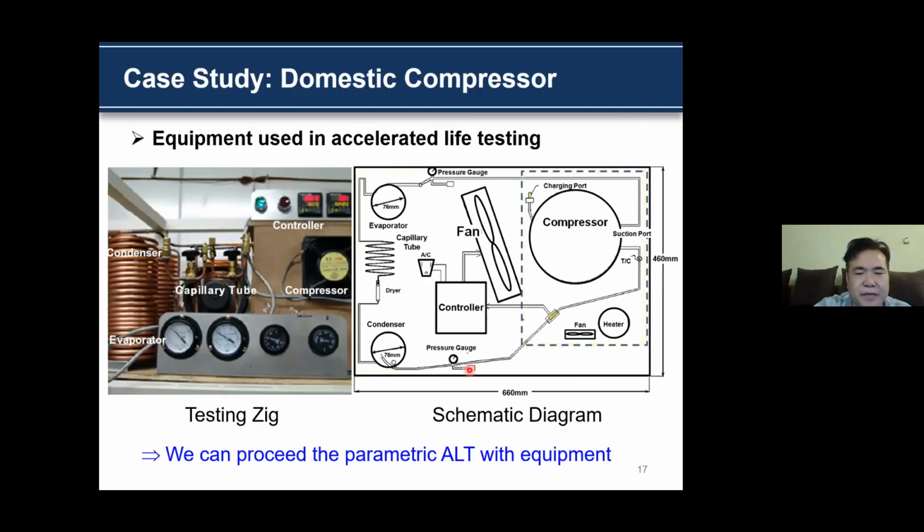This is the parametric ALT equipment. It consists of a test jig, and we can proceed with the parametric ALT with this equipment.